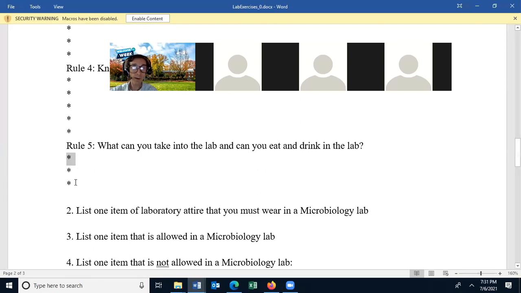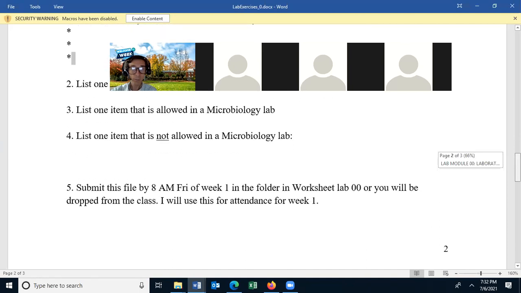And then the third one is, can you eat and drink in the lab? And if you get that one wrong, I should fail you, but you should be able to answer that from Lab Module 00. And then list 1 item of laboratory attire you must wear in the microbiology lab. List 1 item that is allowed in the microbiology lab. And then list 1 item that's not allowed in the microbiology lab.